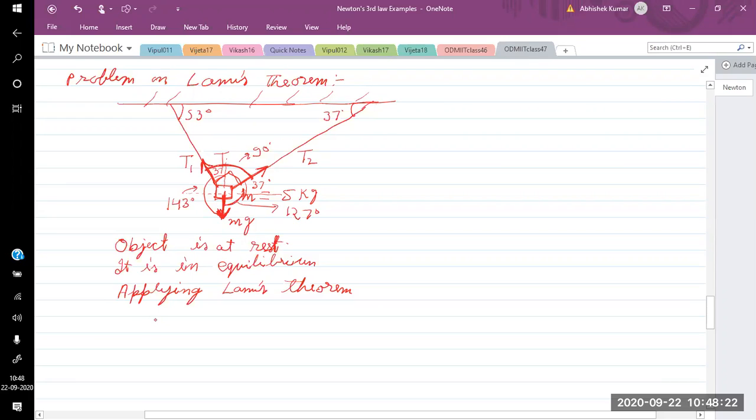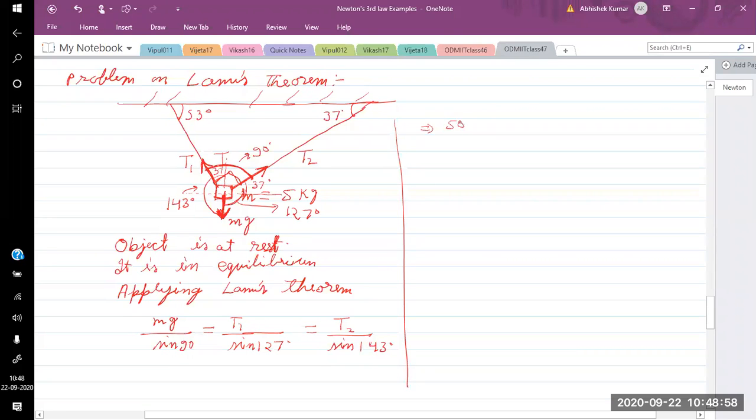Now we will write: mg is the first force, mg over the angle in front of it, 90, so sine 90. Then T1 and the angle in front of T1. The angle in front of T1 is 127, so sine 127 degrees. And then T2, we will write sine 143 degrees. So this we can write. And if we solve it further, the mg is 5 kg.